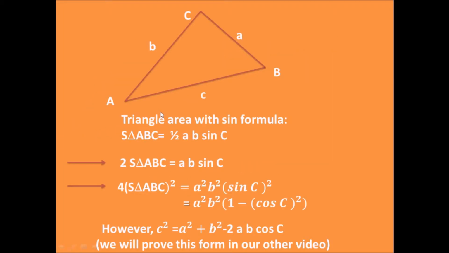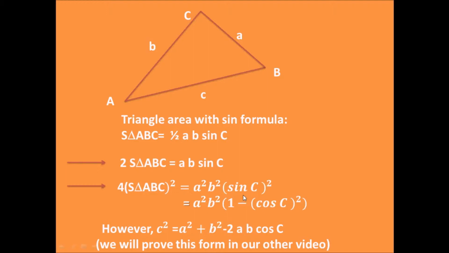As we know, the triangle area can be written with the sine formula, which is 1/2 times a times b times sine C. So 2 times the triangle area equals a times b times sine C. Then we square both sides of this equation to get 4 times the triangle area squared equals a squared times b squared times sine squared C, which equals a squared times b squared times (1 minus cosine squared C).